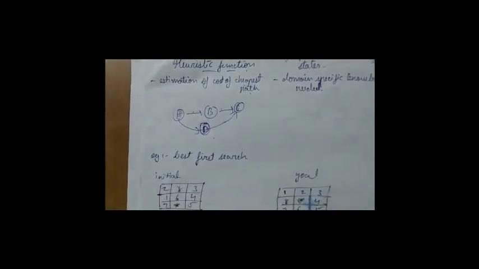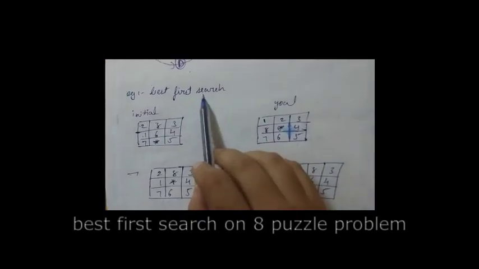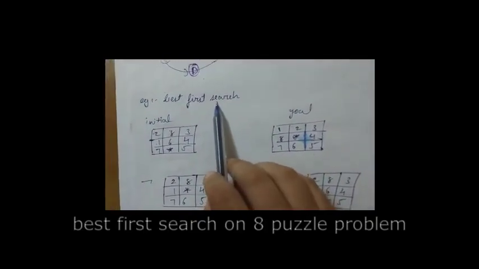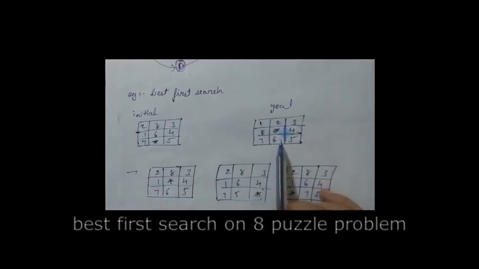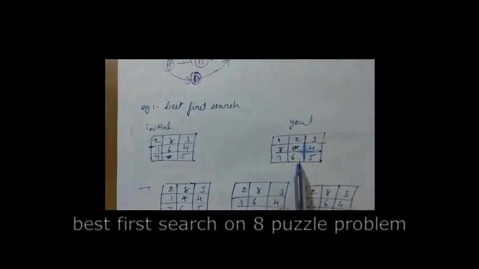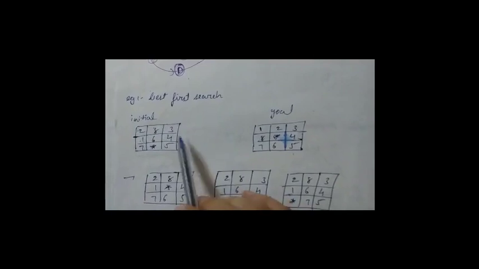Now let's understand this with more examples. Now consider best first search. So here initial and goal both states are given. So here heuristic क्या होगा? तो it is the number of steps or number of swaps that are required to perform on this initial state to achieve this goal state.